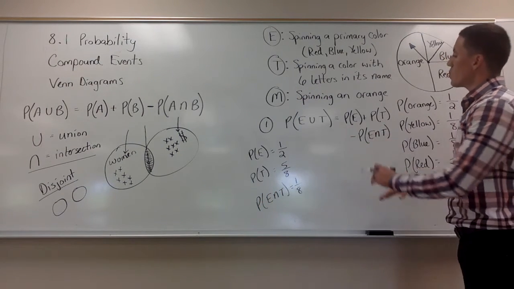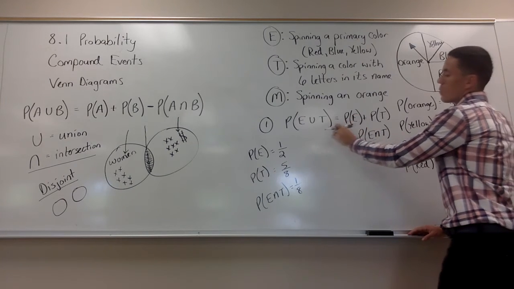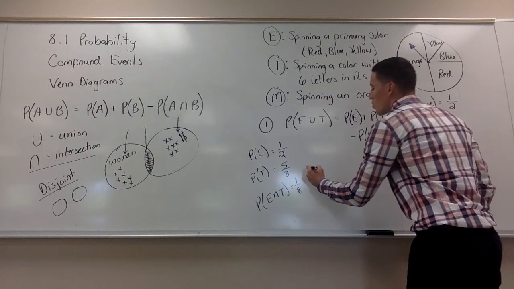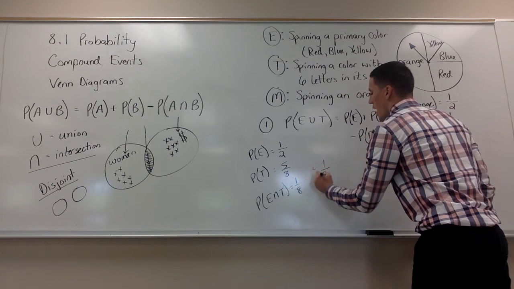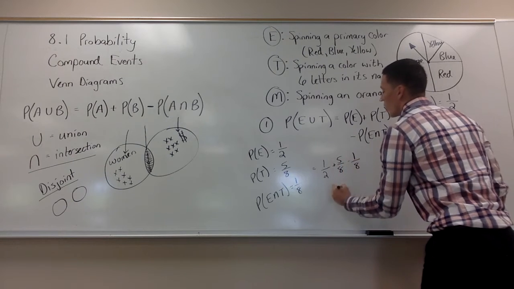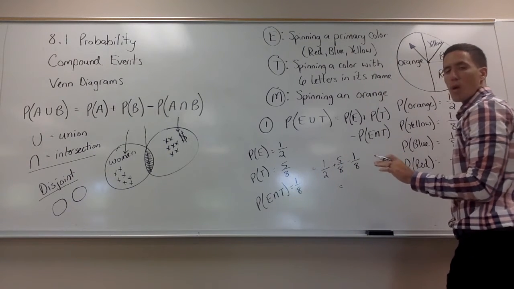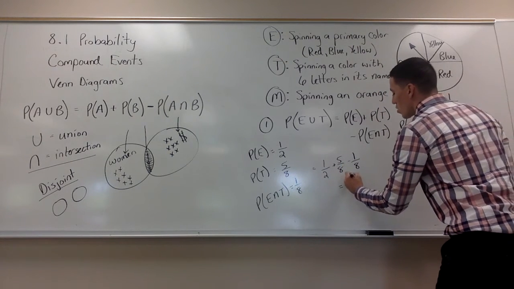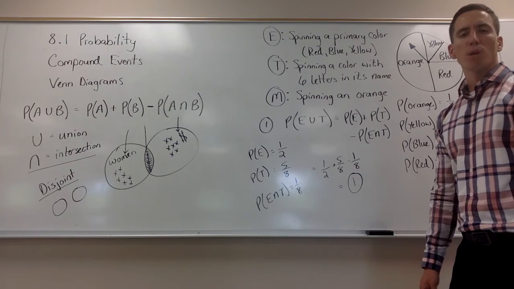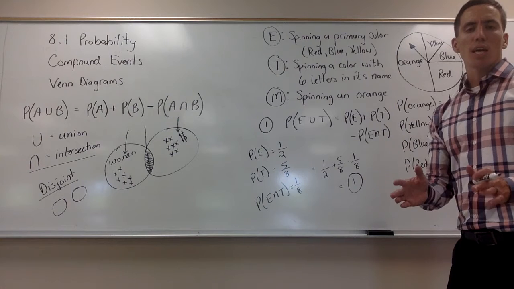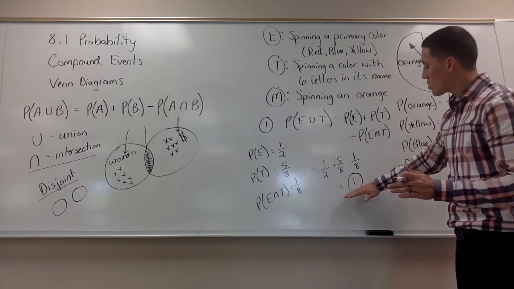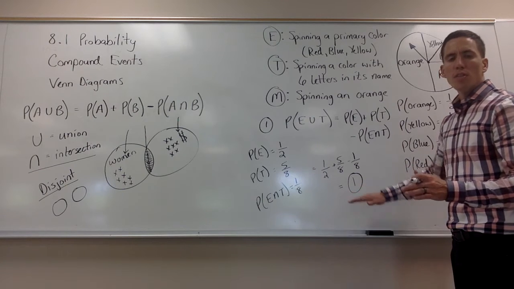So all we need to do is add together the probability of E and T and subtract out the intersection. If we do that, we're going to end up with 1/2 plus 5/8 minus 1/8. What is interesting about this problem is when you do that, you actually come up with a probability of 1, which is kind of an interesting probability. The way you understand that in real terms is that it is certain to happen. It is 100% sure that this event will happen.